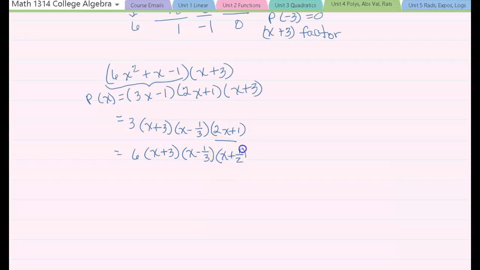This is the intercept form of our polynomial, because if we set our polynomial equal to 0, we can see that when we set 6 times x plus 3 times x minus 1/3 times x plus 1/2 equal to 0, we know that x will equal -3 from the first parentheses, x will equal 1/3 from the second parentheses, and x will equal -1/2 from the last parentheses. This means that there are 3 x-intercepts, one at (-3, 0), one at (1/3, 0), and the last one at (-1/2, 0), and that the zeros of p of x are the numbers -3, 1/3, and -1/2.